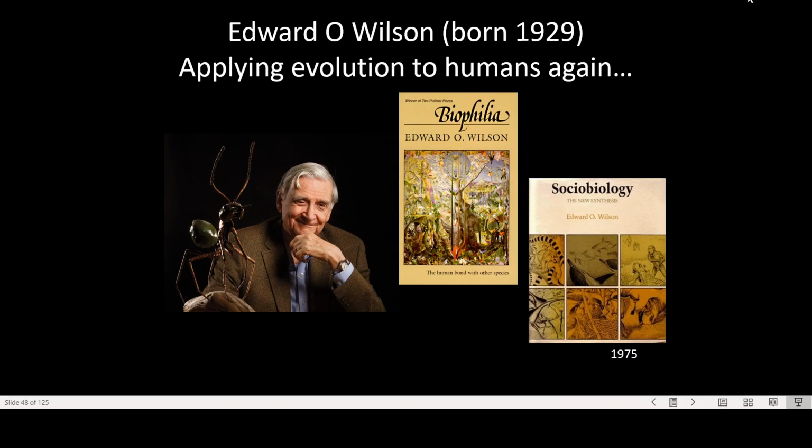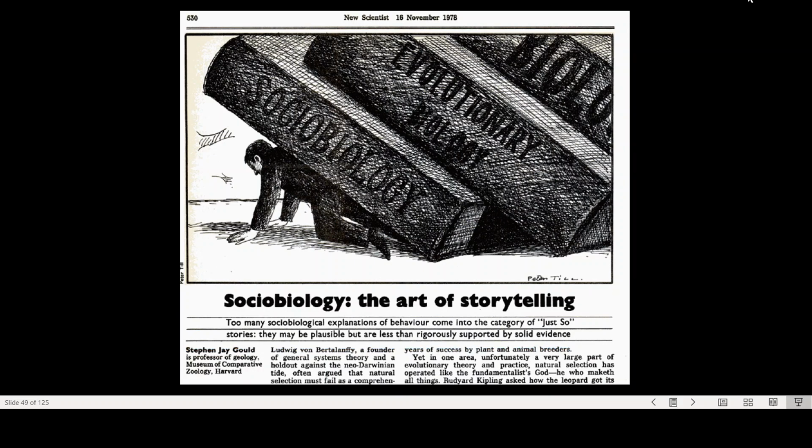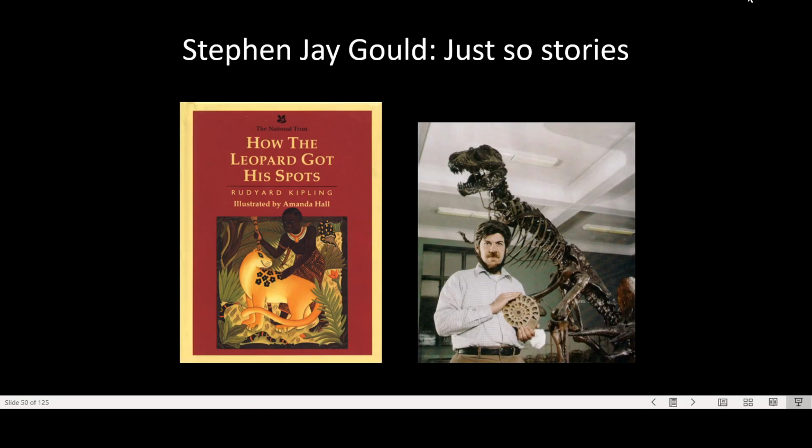So I already mentioned Stephen Jay Gould. The adaptationist critique that I mentioned in the human behavioral ecology section was actually equally directed against, or probably even more directed against, the sociobiologists. Like, how can you actually understand adaptations? And Stephen Jay Gould again wrote a very famous critique called Sociobiology: the Art of Storytelling, in which he again criticized sociobiology for creating what he called just so stories, referring back to Kipling's book How the Leopard Got His Spots.